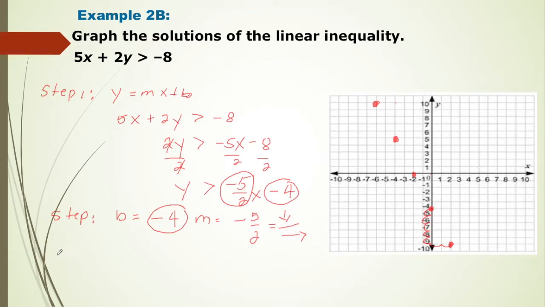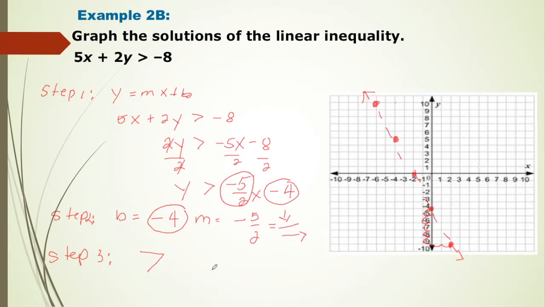And for step number 3, we have to decide which line we're supposed to use. Since we use greater than, we have to connect these points using a dashed line, meaning all points found on the line are not part of the solution set.